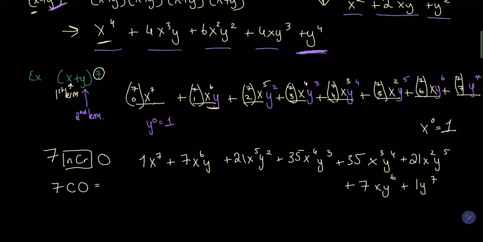And then also, if you can see, there's a bit of a pattern. It goes 1, 7, 21, 35, 35, 21, 7, 1. So you know you're kind of on the right track when doing that.